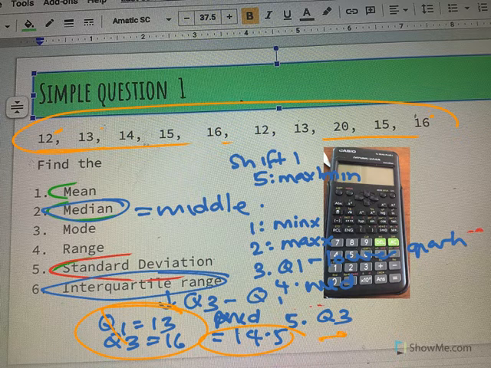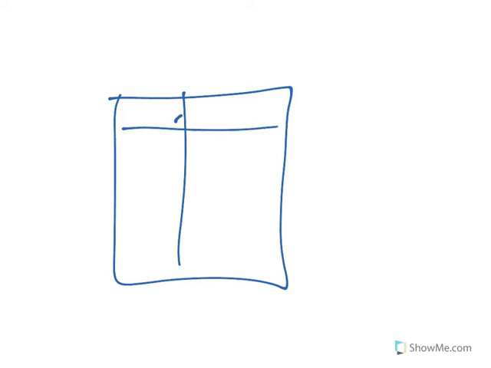Okay, so if I've got Q1 and Q3, then the interquartile range is the difference between these two numbers, 16 minus 13, which is 3. So the middle 50% is spread out amongst 3. Okay, so I'll just do one more, and I'll just do one that is actually in a table.